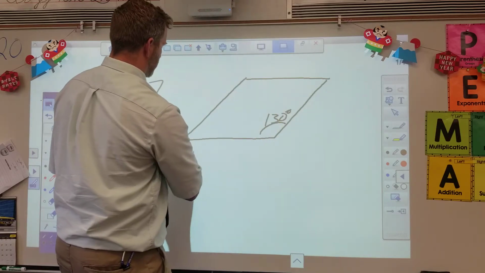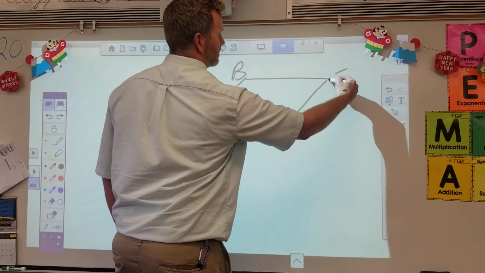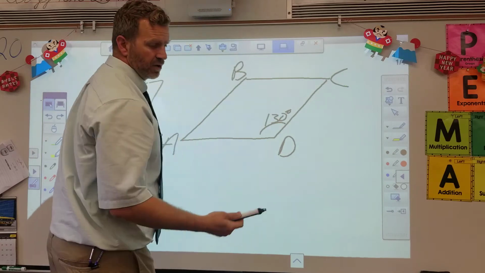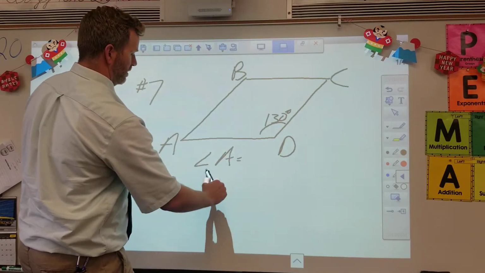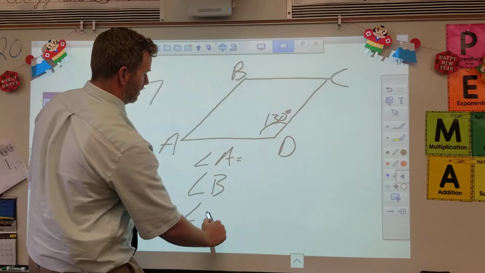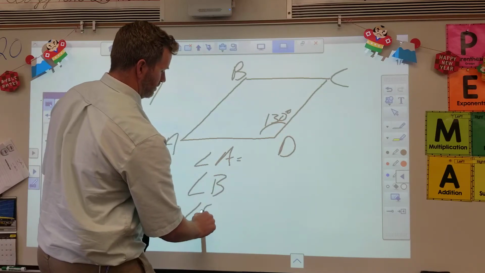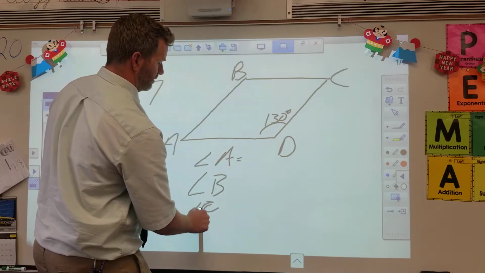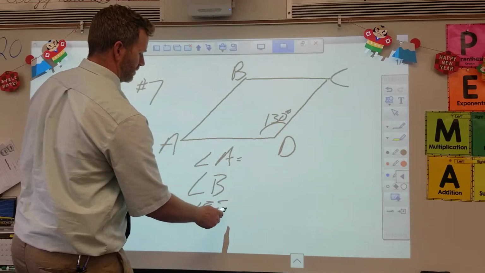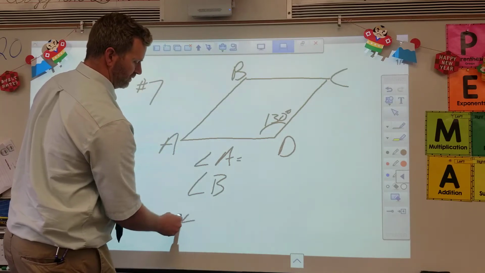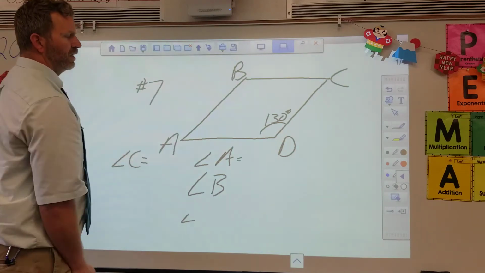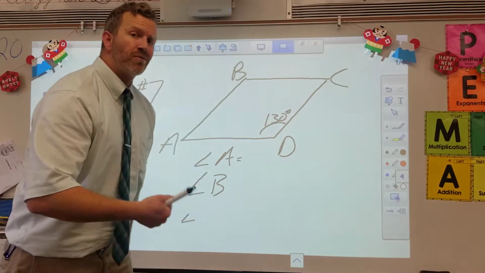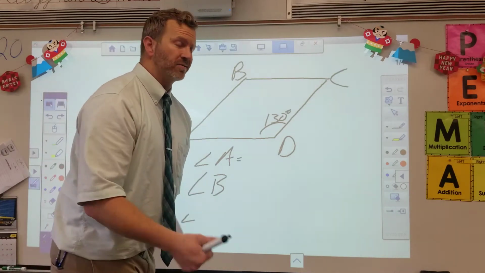And we've got A, B, C, D. So we have to find the angles: angle A, angle B, and angle C. All right, we'll move to angle C. Now, do you guys remember when we talked about mirrored angles?